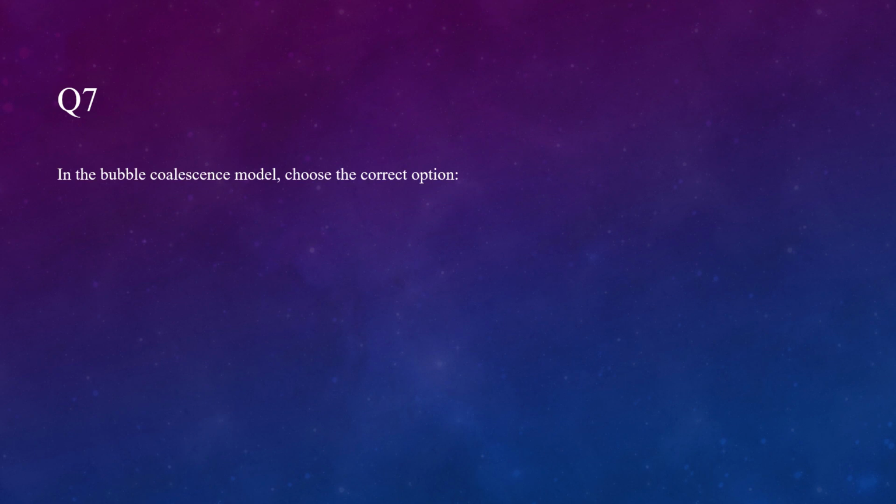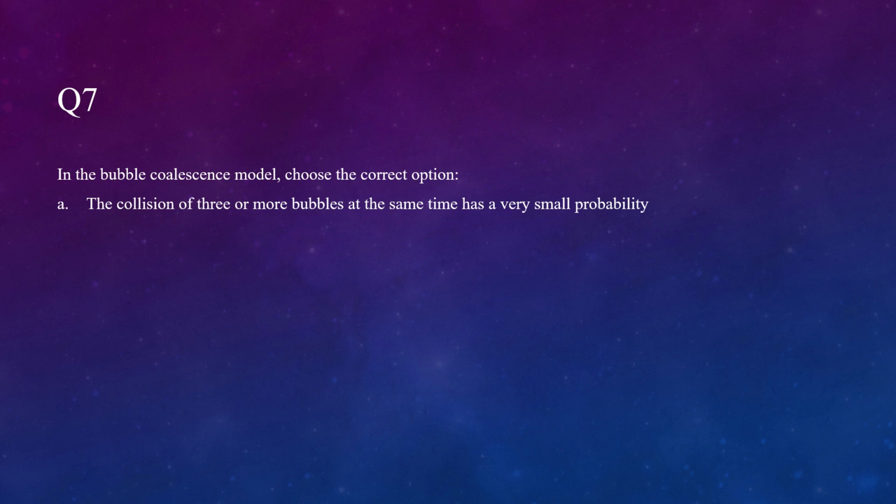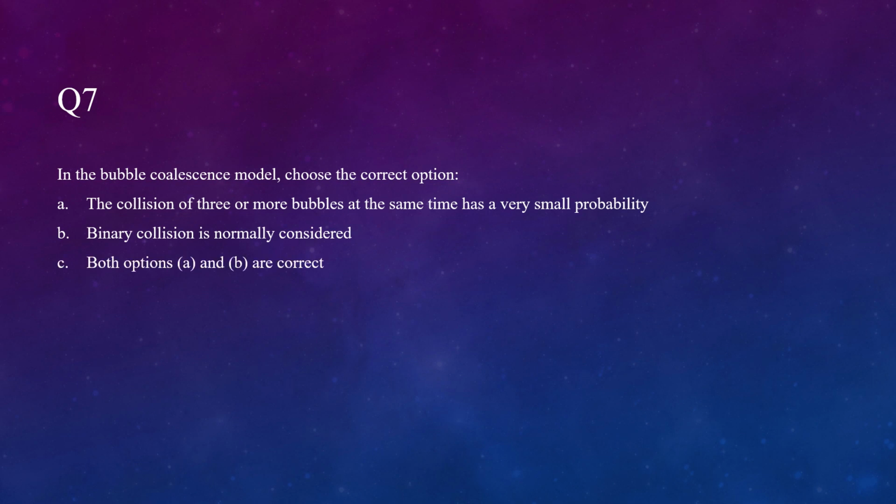In question 7, in the bubble coalescence model, choose the correct option. The collision of 3 or more bubbles at the same time has a very small probability. Binary collision is normally considered. Both options A and B are correct. Only option A is correct. So in the bubble coalescence model, what is the correct answer? The first option is the collision of 3 or more bubbles at the same time has a very small probability. Binary collision is normally considered, or in option C it is given both A and B are correct, or in option D it is only A which is correct.